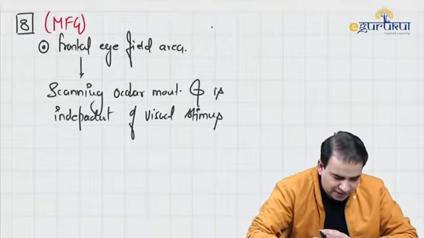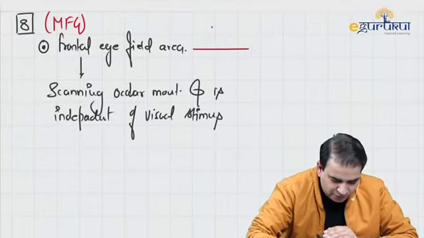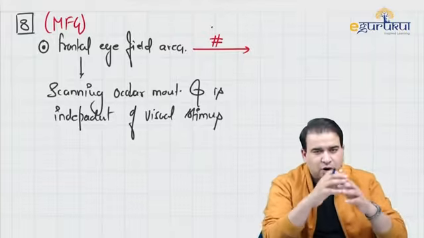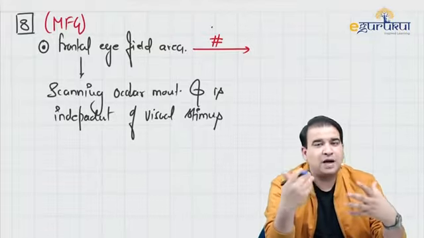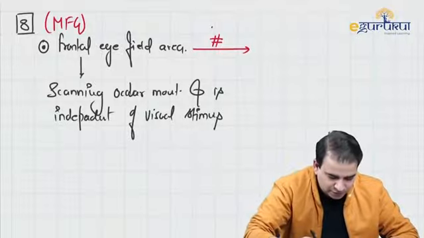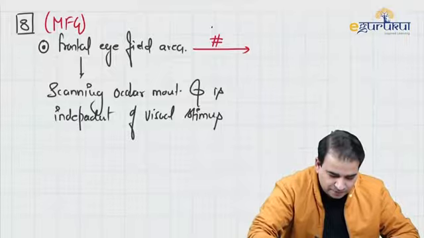Guys, if there is injury to this frontal eye field area, what will happen? The contralateral voluntary conjugate movement of the eye will be lost. So the conjugate movement of the eye will be lost in case of injury to this frontal eye field area.